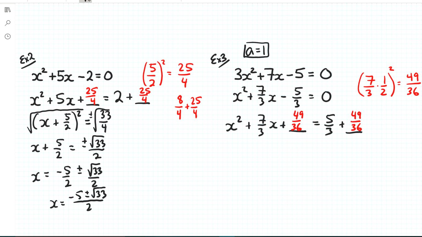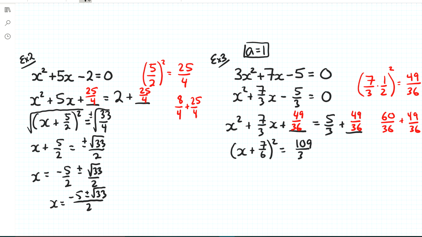So that's going to give us x plus 7 over 6 squared. And that's going to equal, so if we have to add 5/3 plus 49 over 36, the common denominator would be 36. So 5/3 would be times 12. So that would be 60 over 36 plus 49 over 36. So that would give us 109 over 36.